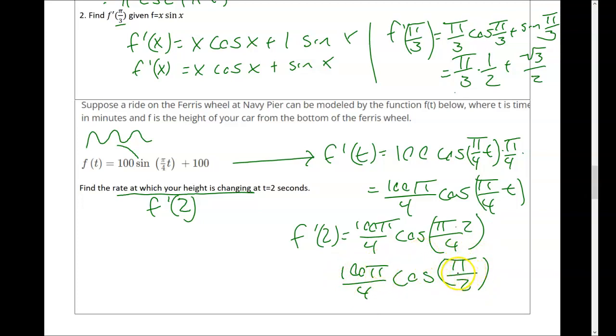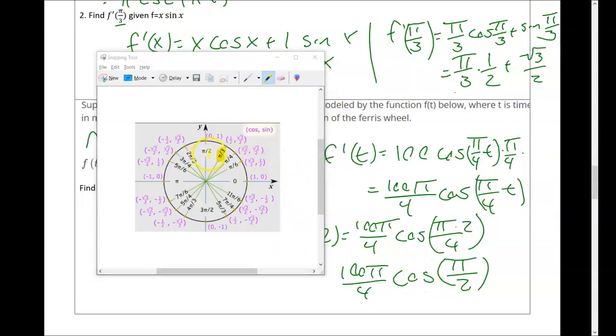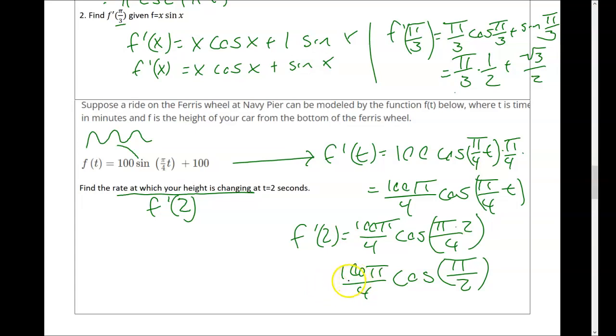And then I'm going to go back to my unit circle. So notice pi over 2, my cosine is 0, right? So what I get is 100 pi over 4 times 0, which is just 0. So that means my height is not changing at t equals 2 seconds. So I say 0 feet per, do I say feet? I didn't give you units, I should have. Let's say it's feet per minute.